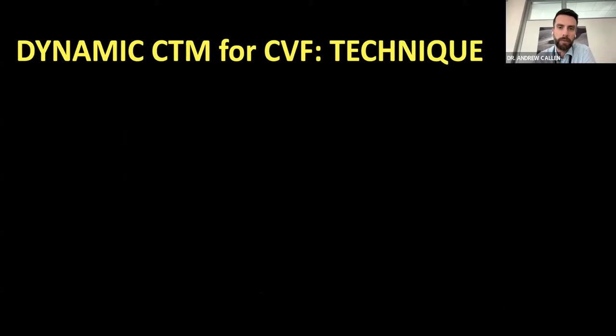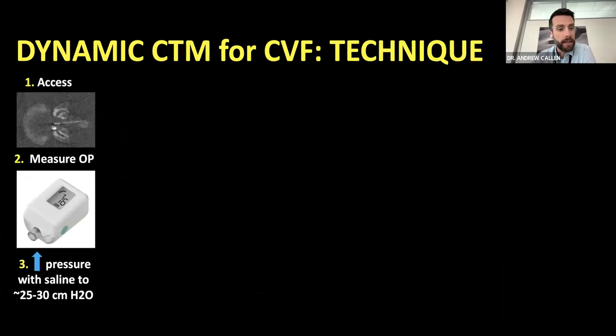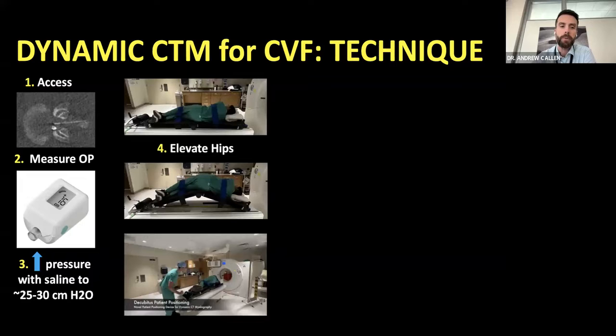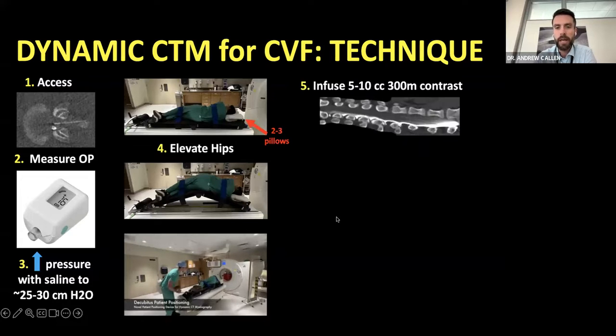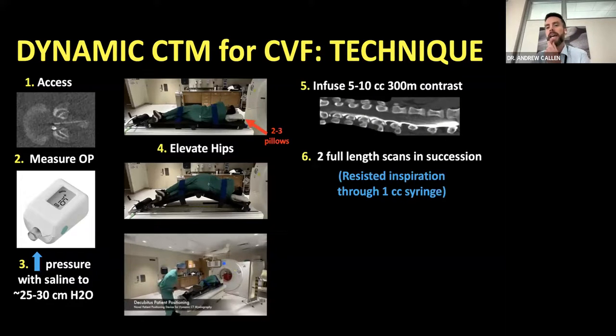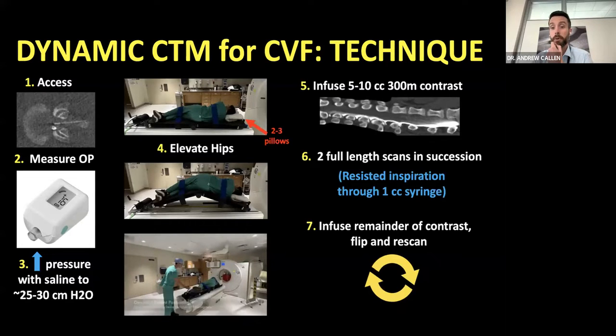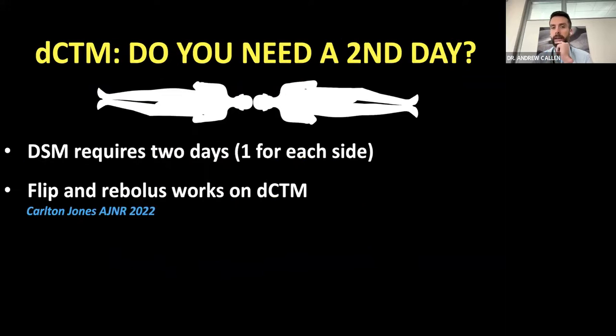So how do we perform this for CSF venous fistulas? We access the thecal sac. We measure opening pressure, not for a diagnostic reason, but actually in order to augment pressure safely with sterile saline. We do so in 5 cc aliquots until the pressure reaches around 25 to 30 centimeters of water. We then elevate the hips using 2 to 3 pillows at least under the head to prevent contrast from rushing into the head as much as possible. We infuse 5 to 10 cc's of contrast, and then perform 2 full-length scans in succession, during which we perform resisted inspiration through a 1 cc syringe. We infuse the remainder of contrast, flip, and rescan.